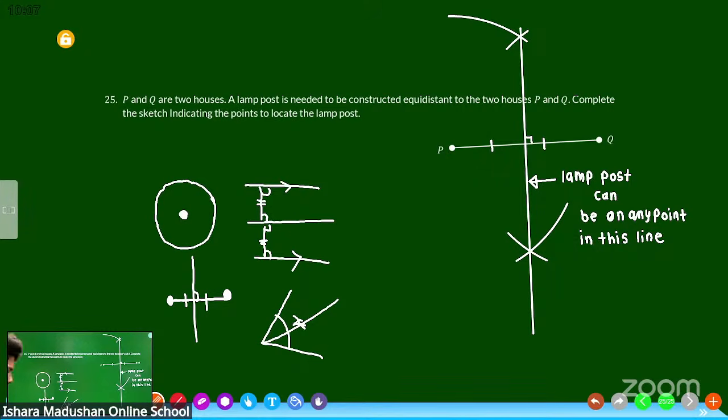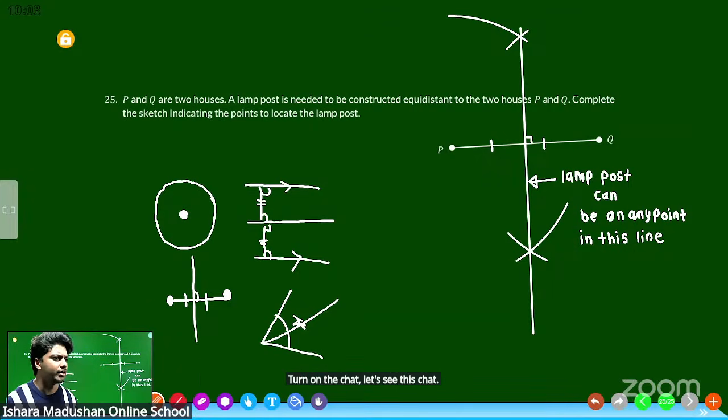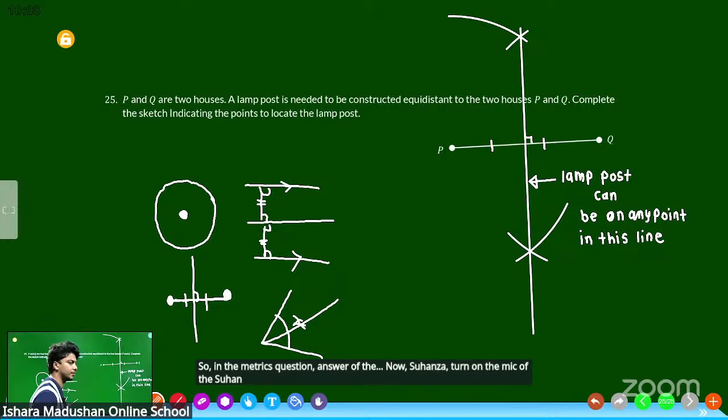Turn on the chat. Are you happy about today's session? Could you remember a lot of things? Just tell me your opinion. Let's see the chat. Wait a moment. There is a question from a child, about the matrix question answer. Turn on the mic of Suhansa. Hurry up.